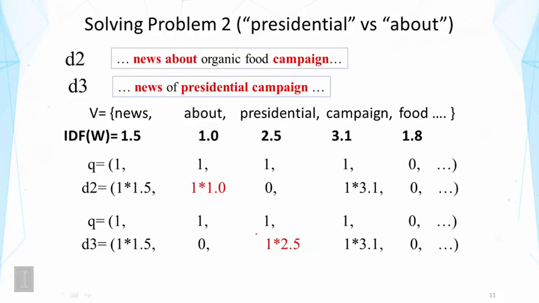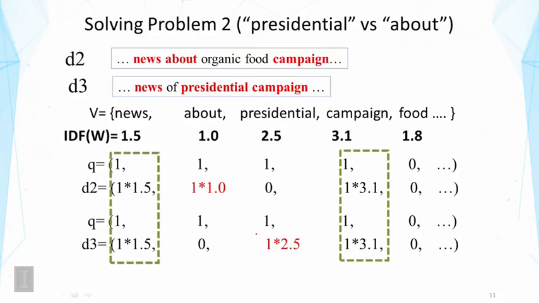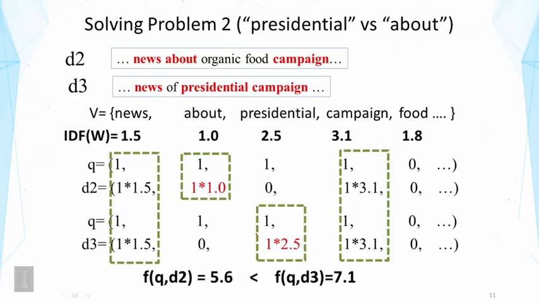So if we score with these new vectors, then what would happen is that, of course, they share the same weights for news and the campaign, but the matching of about and presidential will discriminate them. So now as a result of IDF weighting, we will have D3 to be ranked above D2 because it matched a rare word, whereas D2 matched a common word. So this shows that the IDF weighting can solve problem 2.